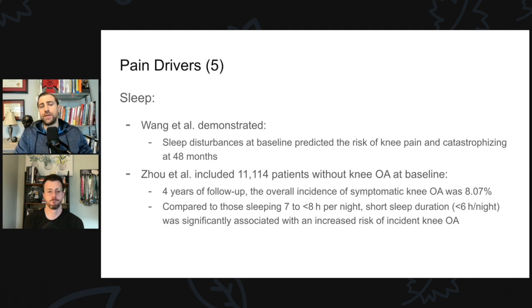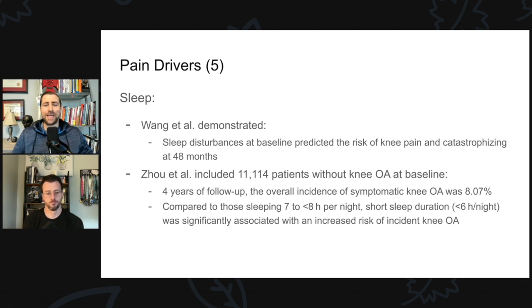So Wang et al. demonstrated that sleep disturbances at baseline predicted the risk of knee pain and catastrophizing in 48 months. So if we're not sleeping well, that can predict your pain, right? And some studies even see that not sleeping well the night prior predicts your next day pain, right? And this is not just in knee osteoarthritis, but if you don't sleep well, you don't recover well. So if we're trying to get out of pain and we're not sleeping well, that's going to be a problem. And if you don't sleep well for a longer period of time, that increases your risk of having pain in the future too. So sleep is very, very important, right? I want to make sure that we think about that as a potential reason why folks are having trouble.